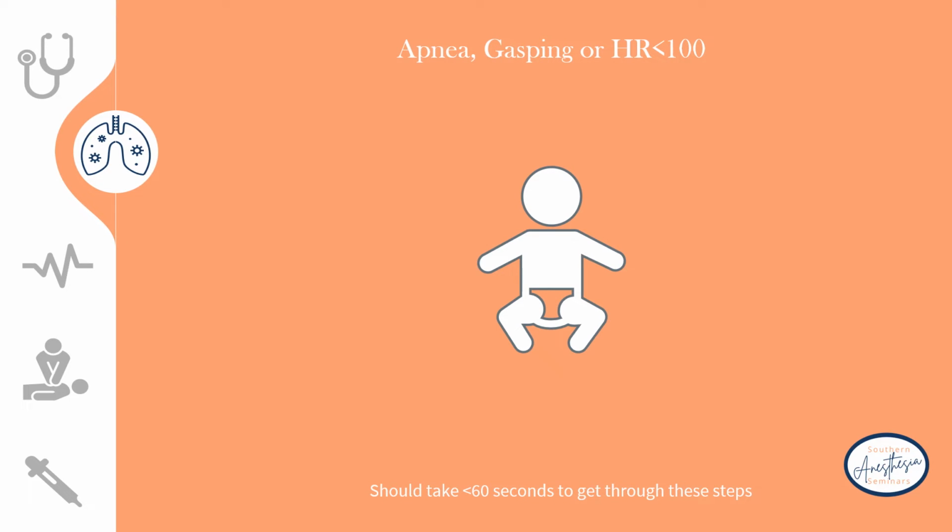So after you've taken the previous actions, you want to evaluate the infant's breathing again. Are they apneic? Are they gasping for air, or do they have a heart rate less than 100? If the answer to any of these questions is yes, then you can go ahead and initiate positive pressure ventilation at about a rate of 40 to 60 breaths per minute and begin to monitor their oxygenation. And keep in mind that oxygenation for babies can take up to 10 minutes to reach normal or peak oxygenations, and supplemental O2 should be administered based on target SpO2s during that first 10 minutes of life.